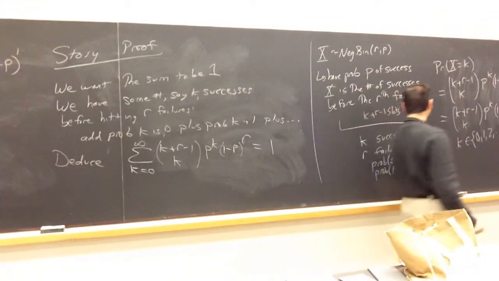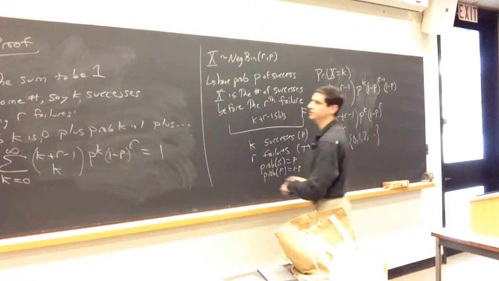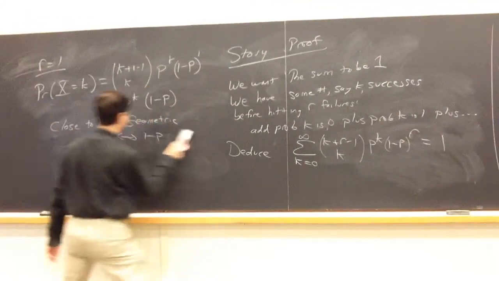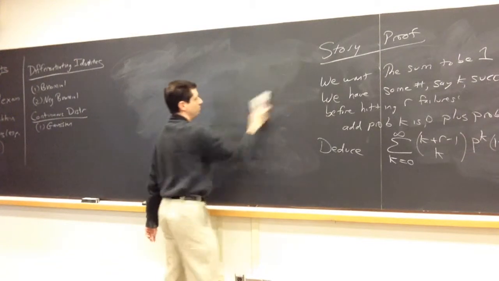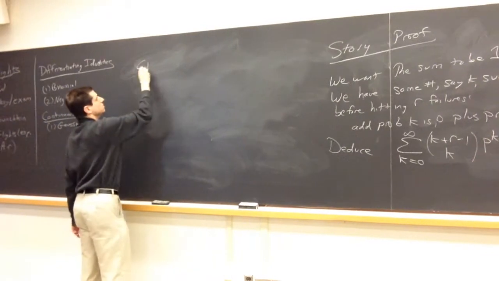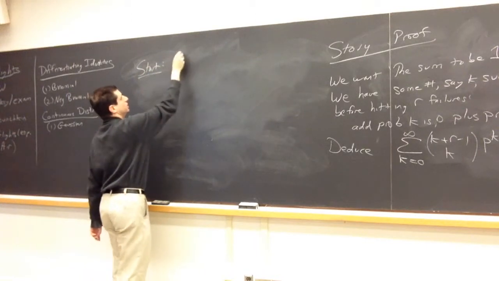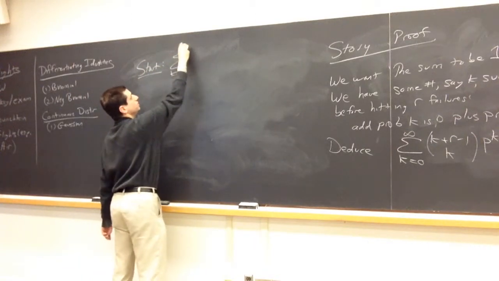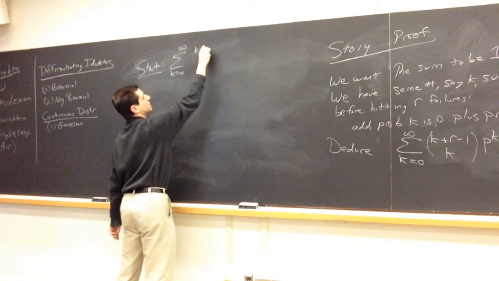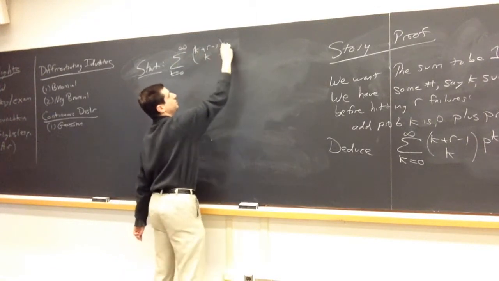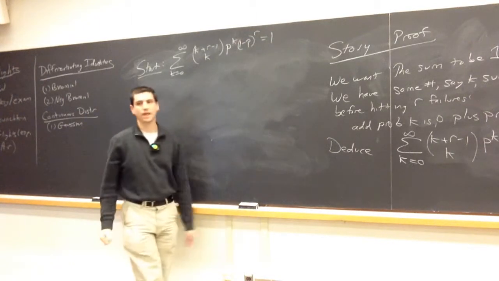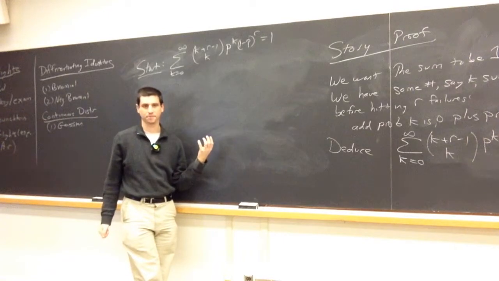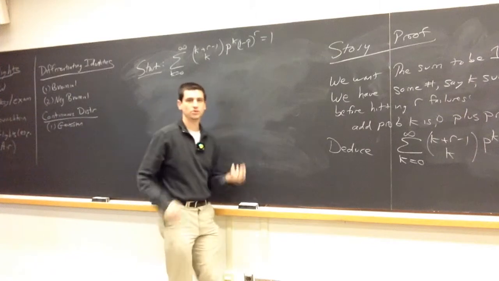If we want to calculate the mean, let me keep that up because we don't need the geometric anymore. So this has to be our starting point. We start with the following: the sum, k goes from 0 to infinity, of k plus r minus 1 choose k, p to the k, 1 minus p to the r equals 1. How do we get the mean? What should we apply? What do we do to get the mean?